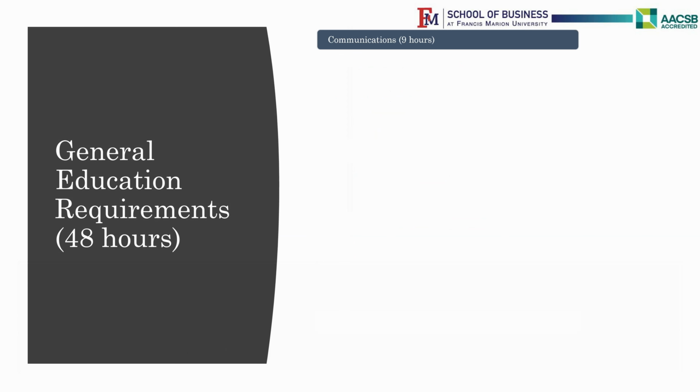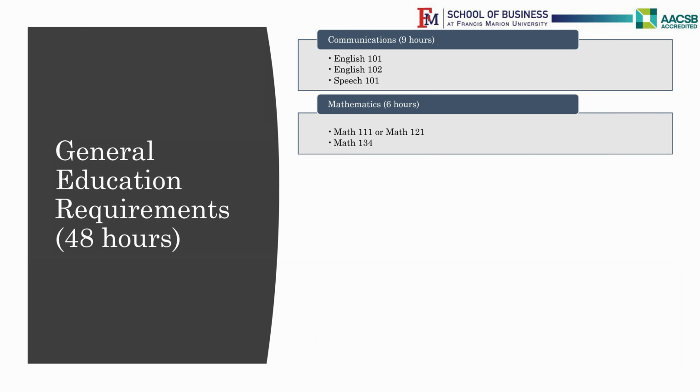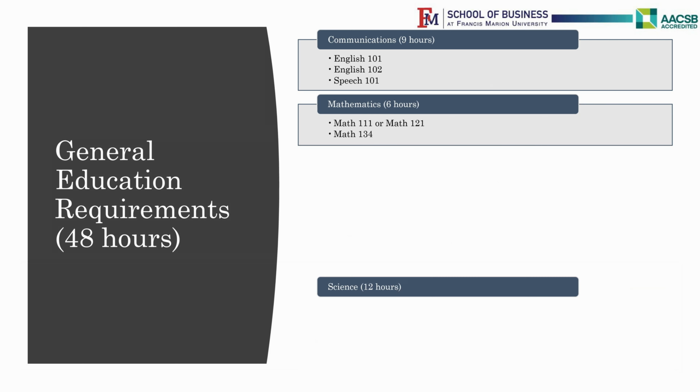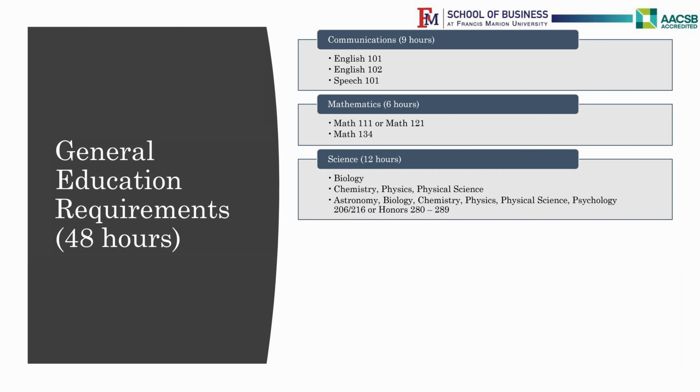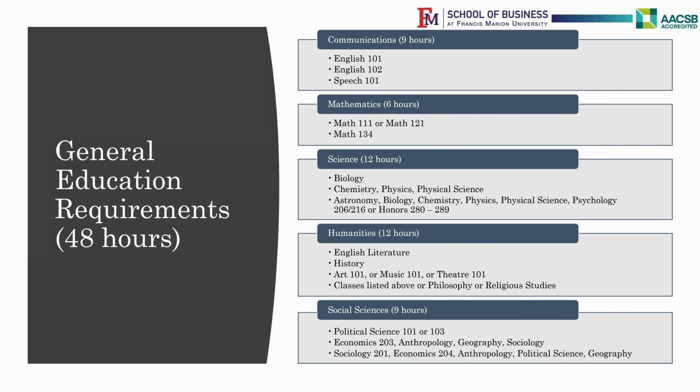The general education requirement is 48 credit hours. It contains the following sections: Communications, 9 hours. Mathematics, 6 hours. Science, 12 hours. Humanities, 12 hours. And Social Sciences, 9 hours.